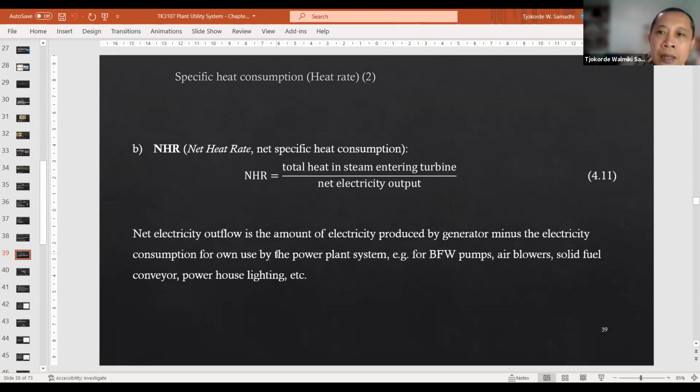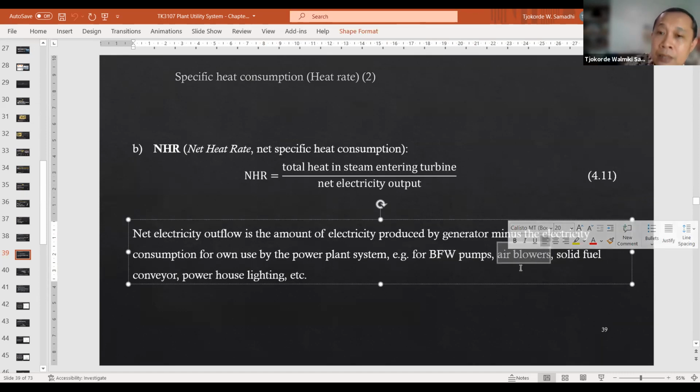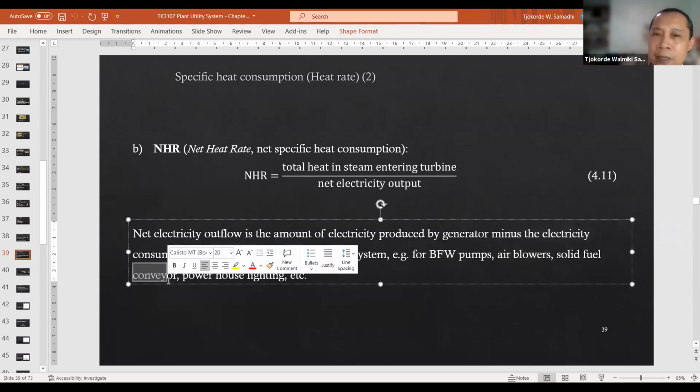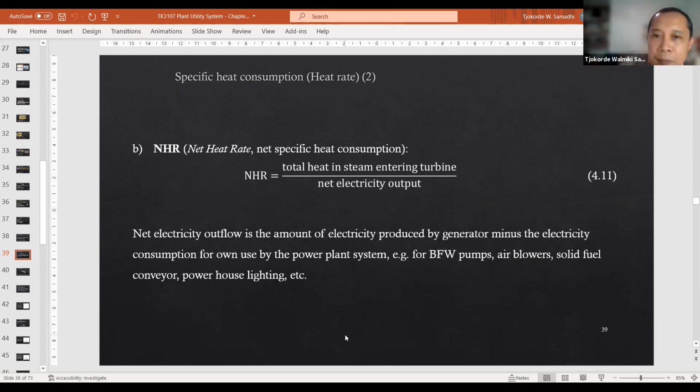So electricity own use by a power plant includes, for example, boiler feed water pumps, air blower. Air blower is a big one. This consumes a large quantity of electric power. Okay, solid fuel conveyor. Okay, coal conveyor for coal, for biomass, whatever. Powerhouse lighting and so on. Okay, so all of these consumptions are for the power plant's own operation. Okay, so when you take that out from the gross electricity, what you get is net electricity output from your electric generator. Okay, right? I think that's pretty clear.